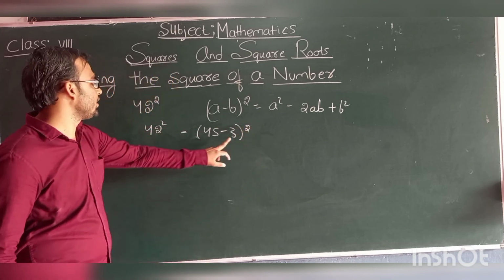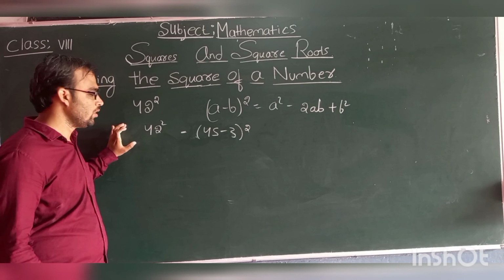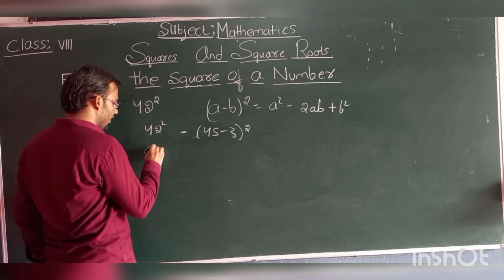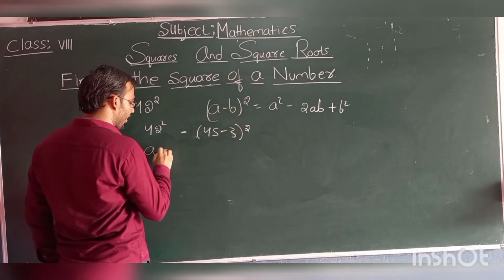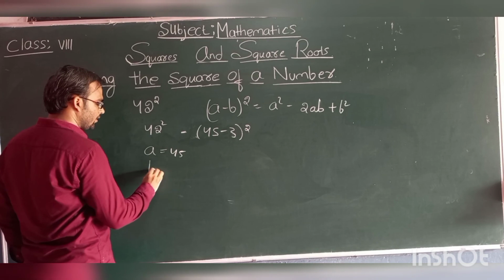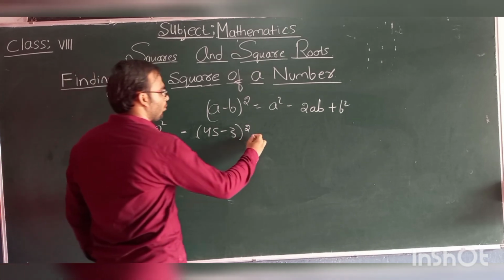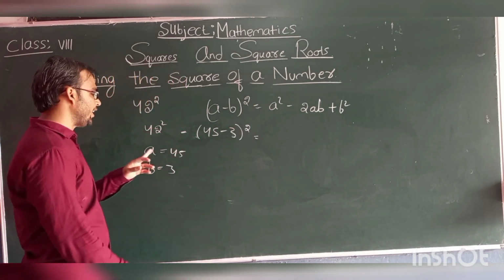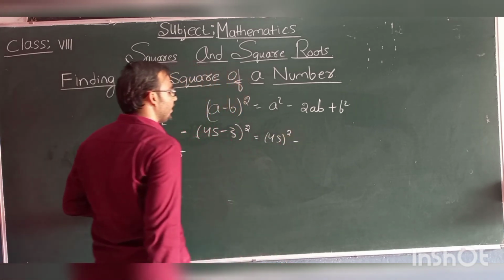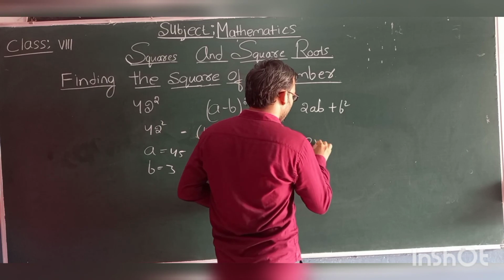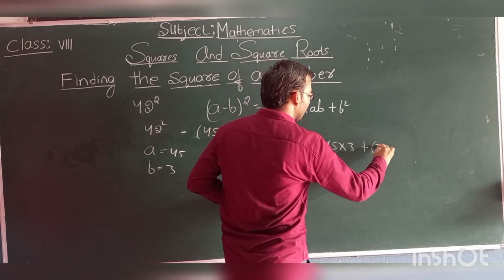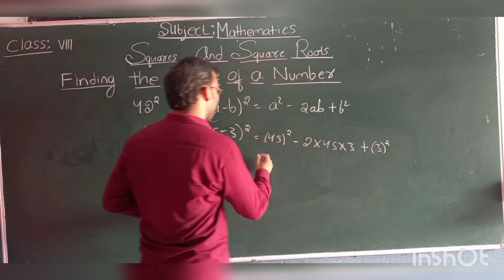Okay. 45 minus 3 is what, students? 42 only, no? So here, in place of a, what is there? 45. And in place of b, what is there? 3. Now we'll put these values in the formula. That is a square means 45 whole square, minus 2 into a, that is 45, into b, that is 3, plus b square, that is 3 square.